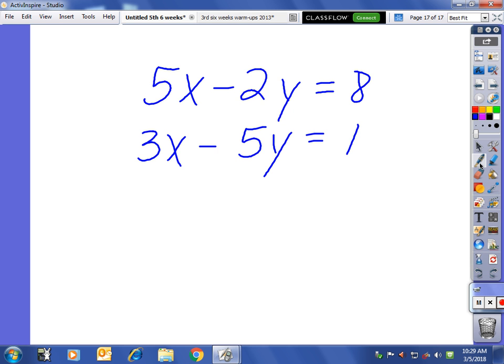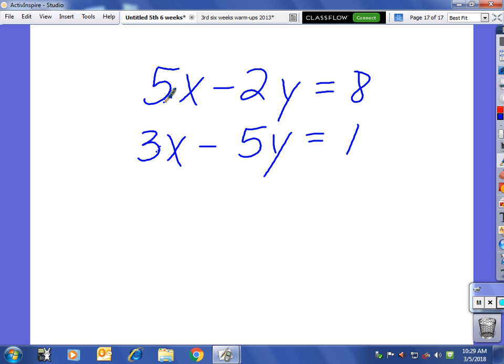Usually you look to see if either one is equally difficult, because you want to see if your x's or your y's have opposite signs, and neither one of them do. Do you see how both my x's are positive and both my y's are negative? First thing you got to think of, you need opposite signs. So I'm going to look at my x's. What can a 5 and a 3 both turn into? 15. But I need one of them to be a 15 and one of them to be a negative 15.